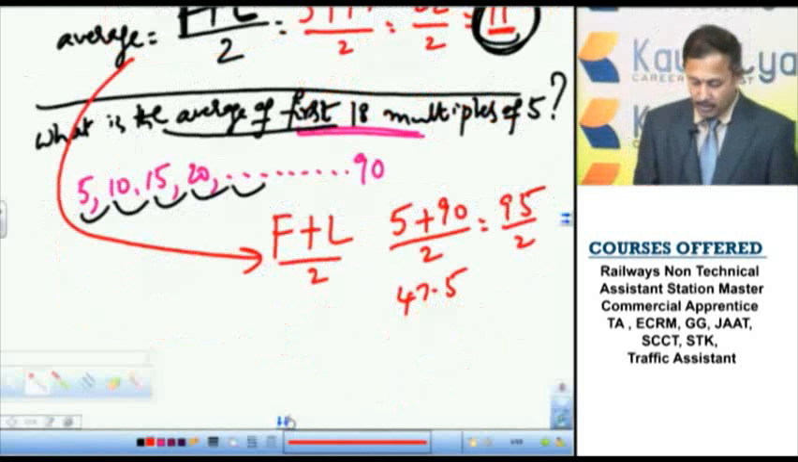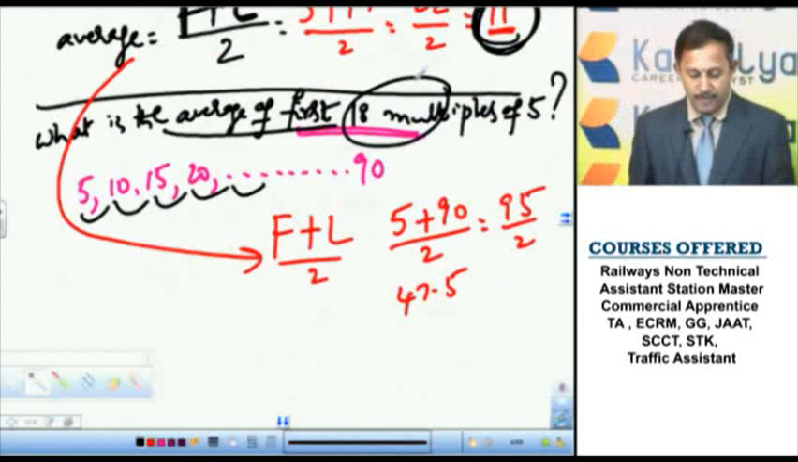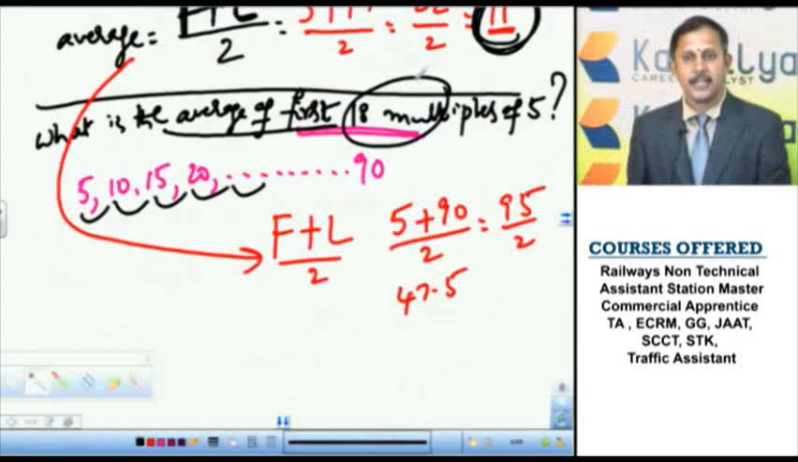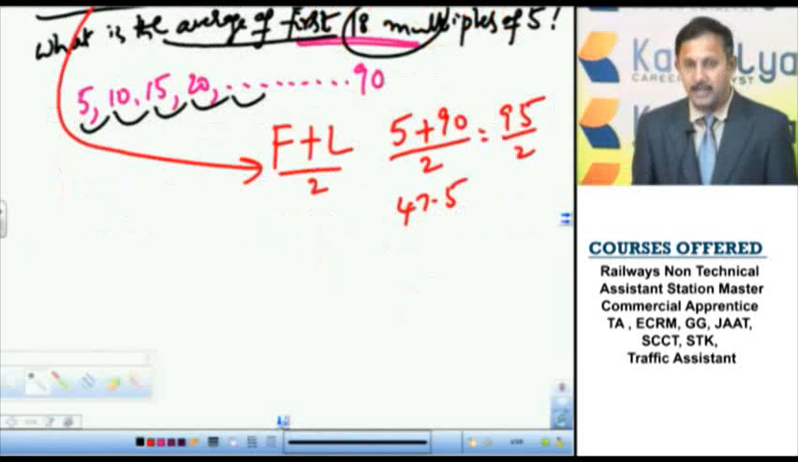So here we are interested in only the multiples of 5, and there are 18 in number. So 5 is the first element, 10 is the second element, 15 is the third element, and like that 5 into 18, 90 is the last element. So no doubt the difference between successive elements is constant, and we can obtain the average by using the formula first element plus last element by 2.